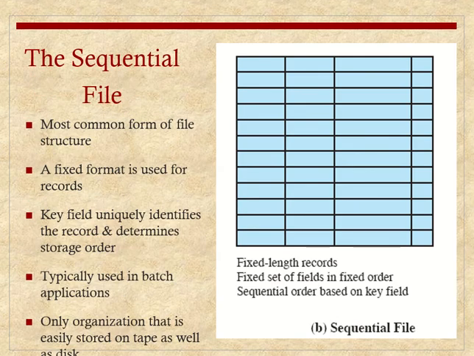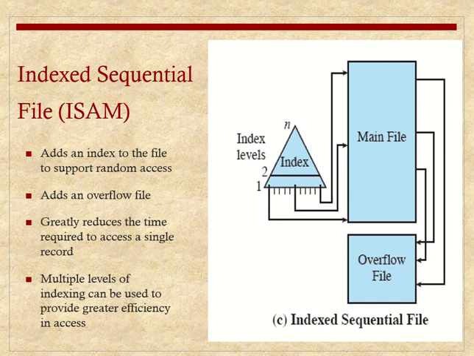And then second is the sequential file. This is the most common form of file structure. There is a fixed format for records: fixed length records, and a fixed set of fields in fixed order, and the order is sequential based on the key field. This is the only organization that can easily be stored in tape and in disk. But there are some weaknesses in the sequential organization.